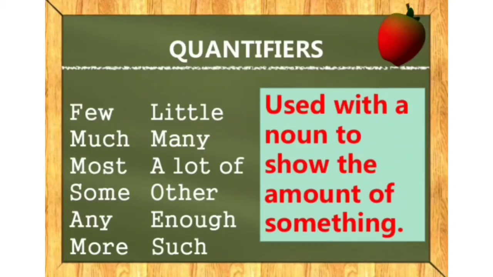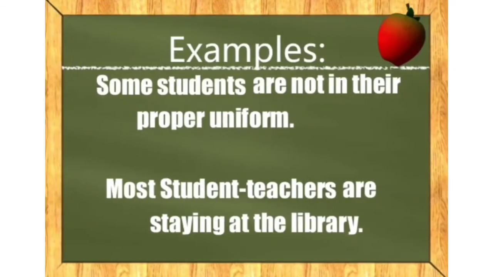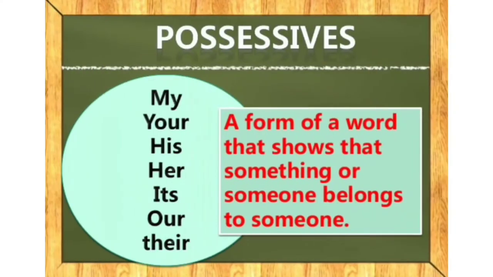Quantifiers. Quantifiers tell us the number of each noun. They tell us how much or how many. They are used with the noun to show the amount of something. Examples of quantifiers are few, much, most, some, any, more, little, many, a lot of, other, enough, such. Examples: Some students are not in their proper uniform. Most student teachers are staying at the library.